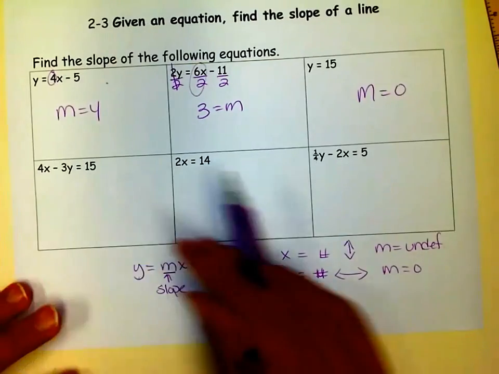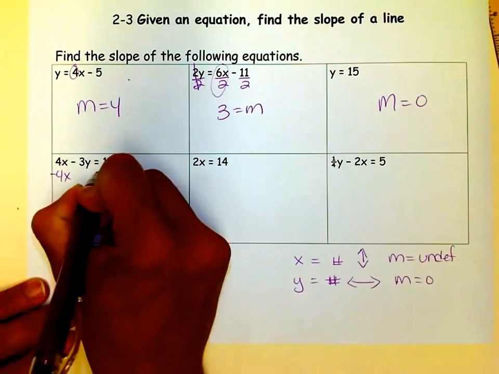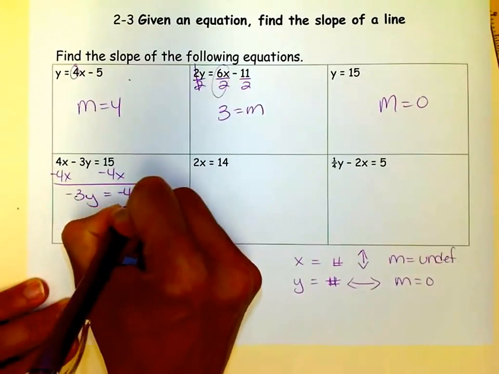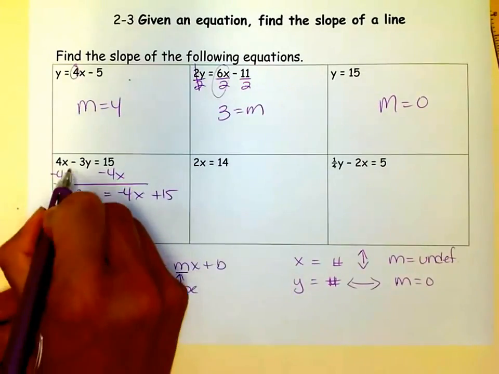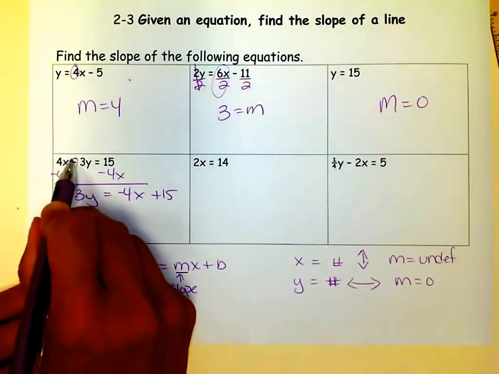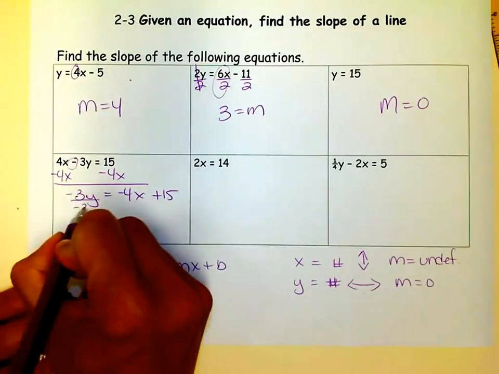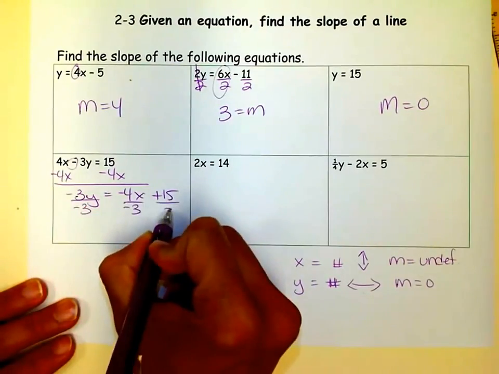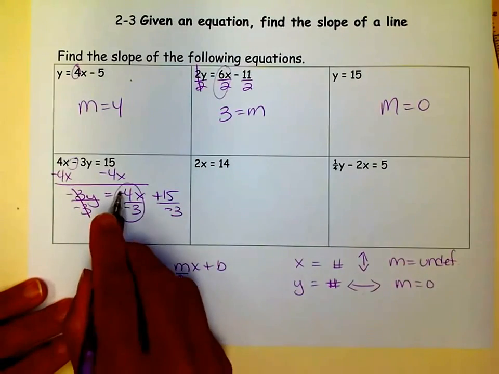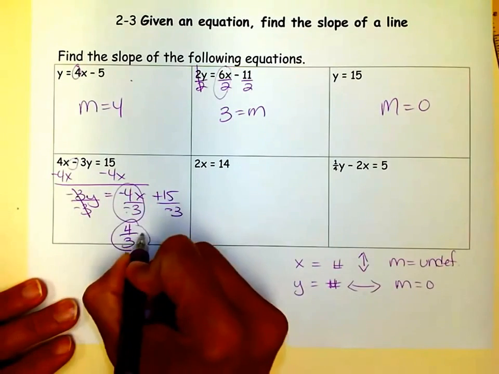I need to get y alone. This one's a little more work to get y alone. So I'm going to subtract 4x from both sides. So I get -3y equals -4x plus 15. Be careful here, this minus sign switches to a negative when you get rid of that 4x. A lot of people forget it and drop it. Don't you do that. Y is still not alone, so I have to divide by -3. Remember, all I really care about is this. So a negative divided by negative is a positive. My slope is 4/3.